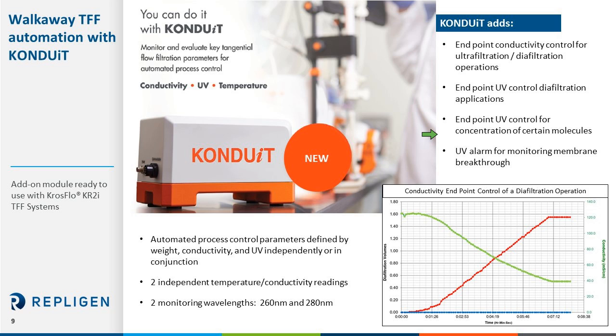To de-risk TFF operations, the UV detection capability of Conduit can be used along with UV alarm set points for the detection of product breakthrough in the permeate due to an issue with membrane performance. The Conduit device with UV, conductivity, and temperature measurement capability further enables the KR2i system with added levels of TFF process control, resulting in process development time savings as processes can be optimized with real-time, inline conductivity, and UV measurements.